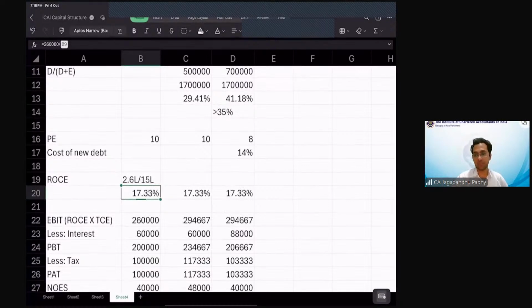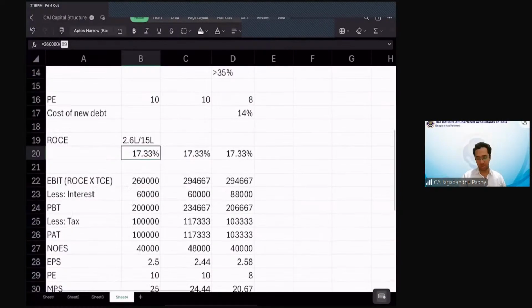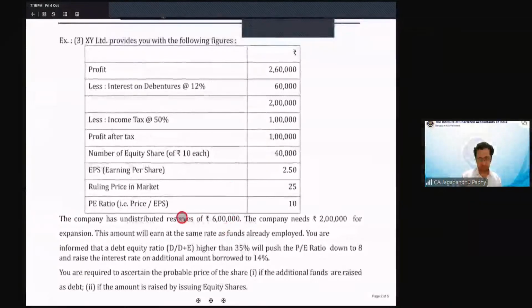Okay, sir. How do you know P/E ratio is 10? It's given in the question, Tanatan. P/E ratio 10.